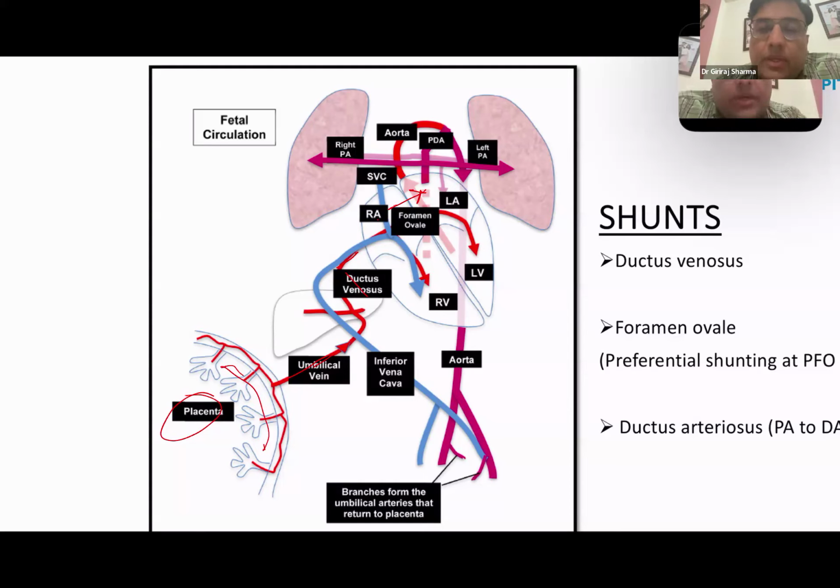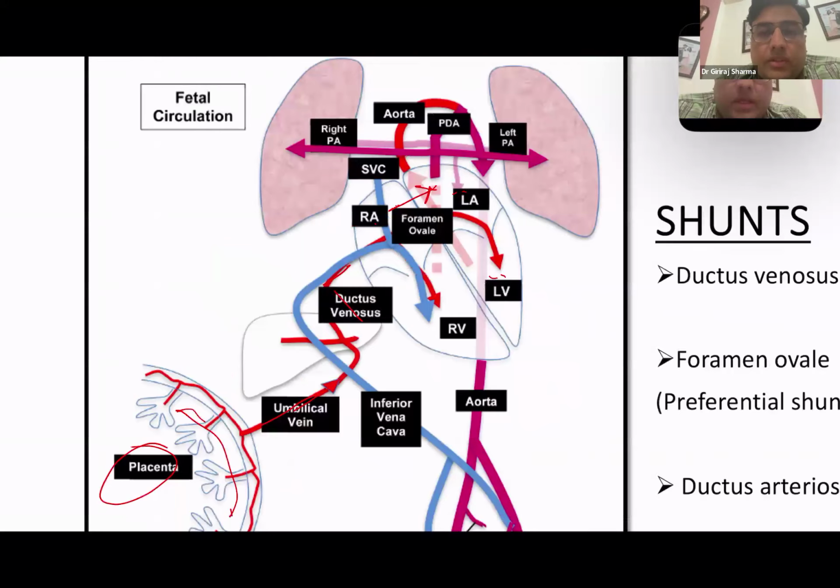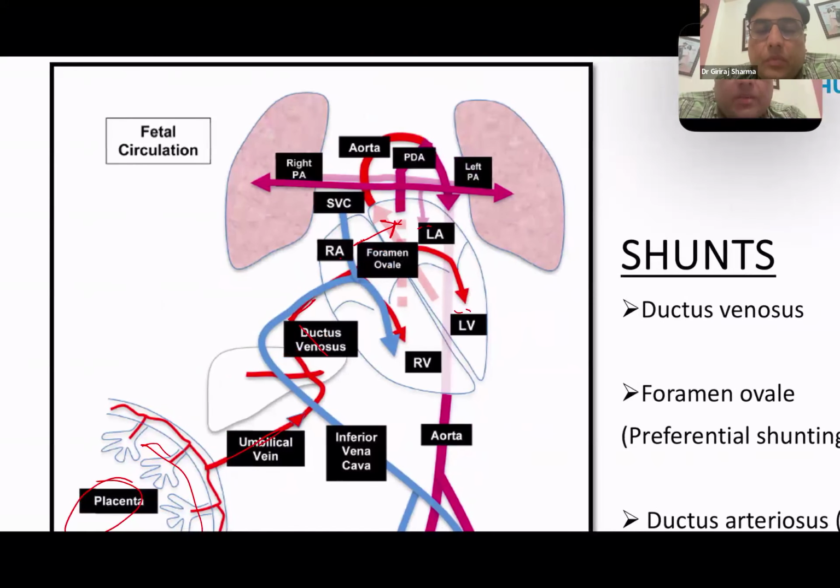This oxygenated blood goes from the left atrium to the left ventricle, and from the left ventricle this blood will enter the aorta, and from the aorta this will supply the brain. So cerebral circulation is getting relatively oxygenated blood in fetal life, and coronary circulation also is getting oxygenated blood. After this, the SVC, superior vena cava, will drain the deoxygenated blood from the upper body and hepatic circulation, and this deoxygenated blood will enter the RA.